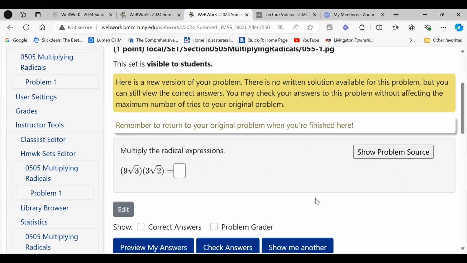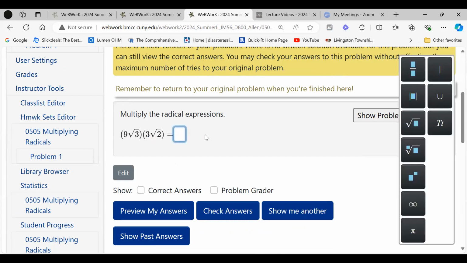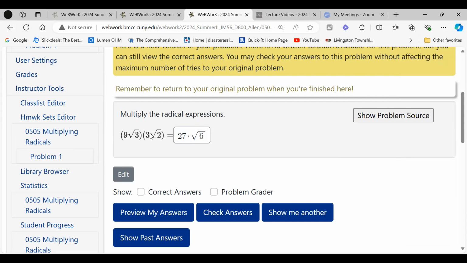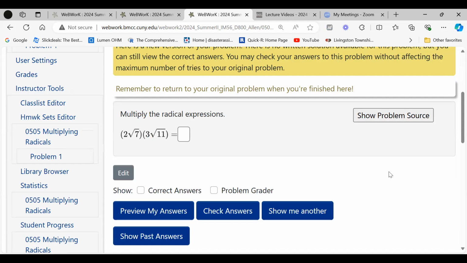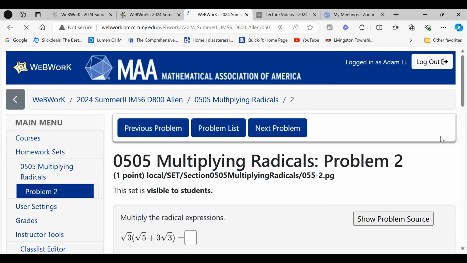So if you multiply 2 radicals, this one we don't even need to. So you multiply 9 and 3, you get 27. Okay, and square root 3 times square root 2 is square root 6. Since we cannot simplify, we leave it as is. So the answer is 27 times radical 6. So that is straightforward. And let's look at the next one.